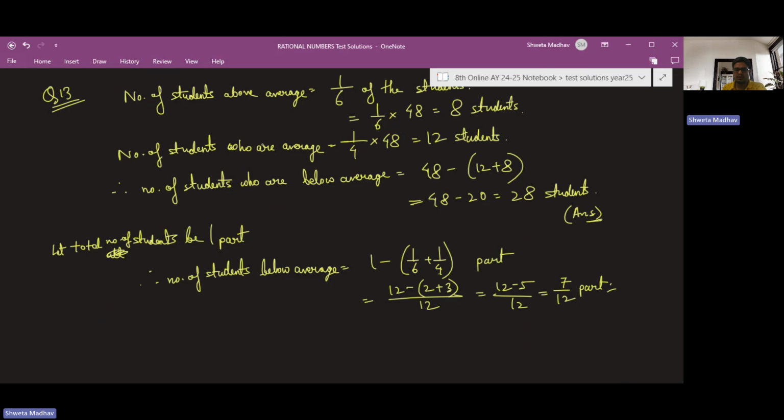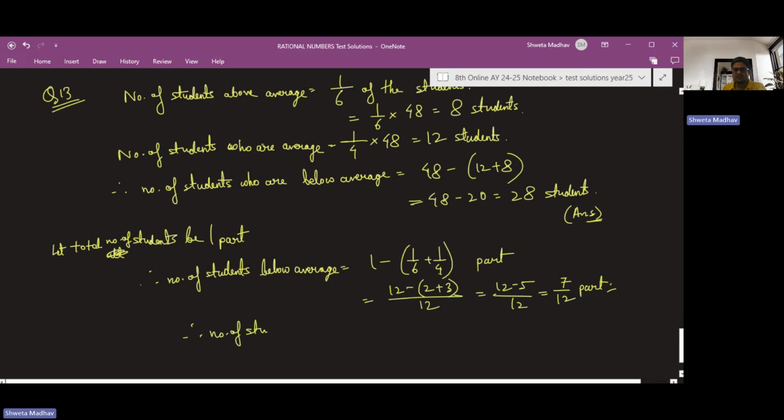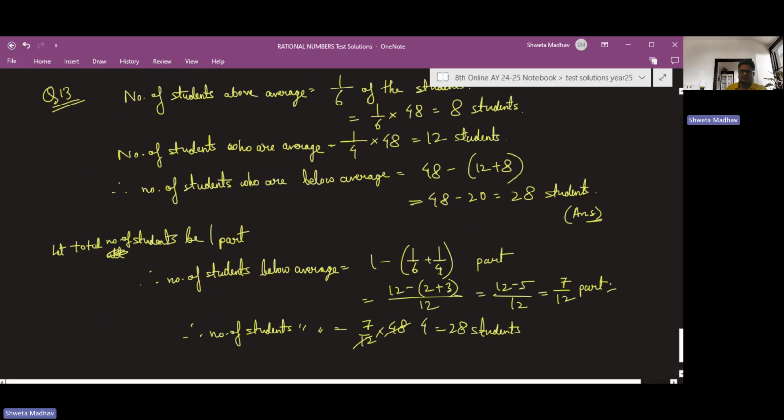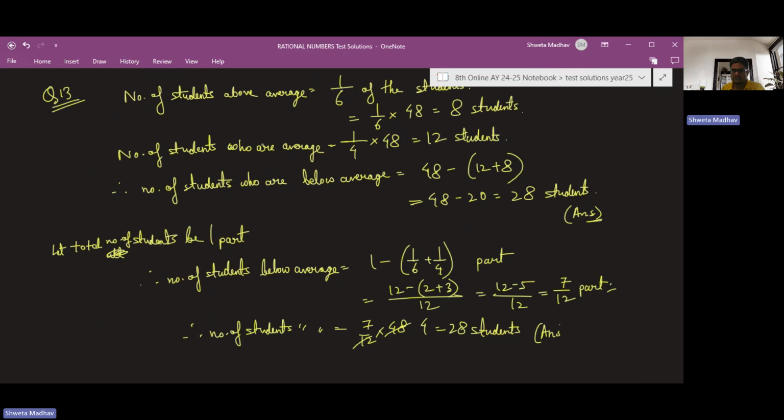Now the total number of students has been given as 48. So therefore the number of students who are below average will be equal to 7 by 12 times 48. So that will be 12 4s are 48, 4 7s are 28 students. So if we solve like this, then also we will get the same answer.